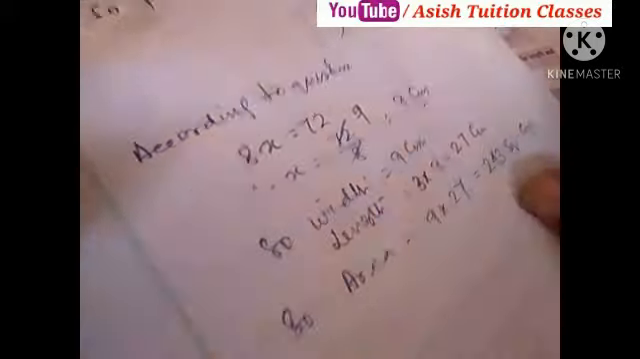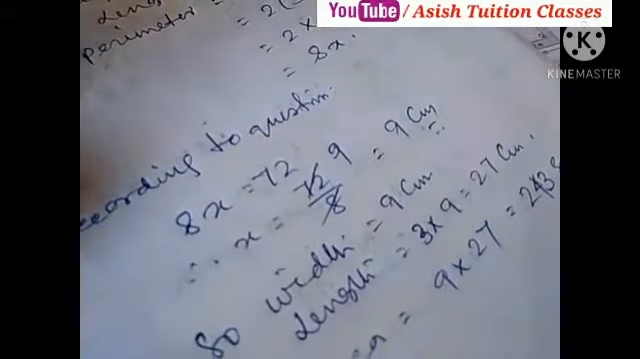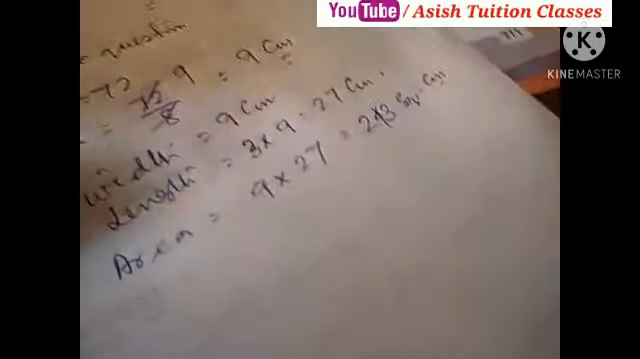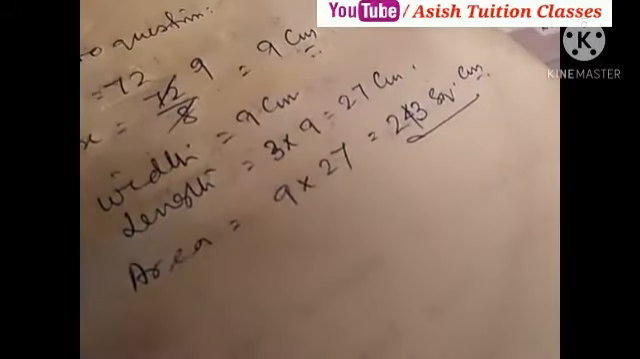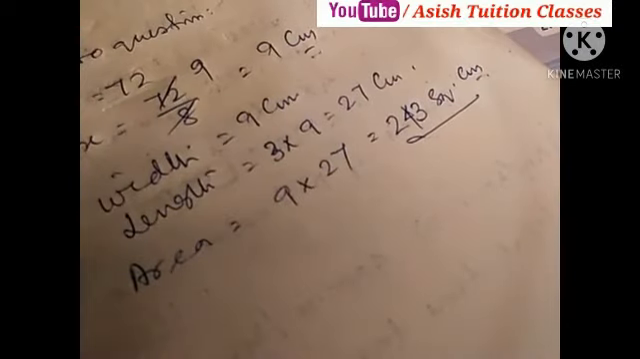Square centimeter. 273 square centimeter. This will be the area of the rectangle.